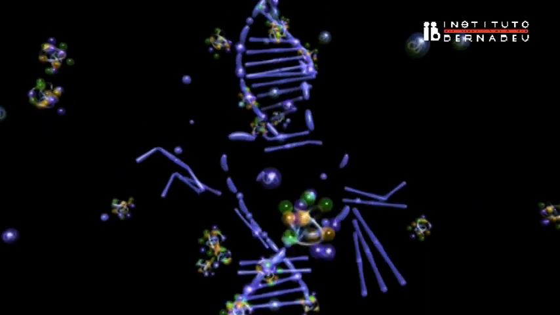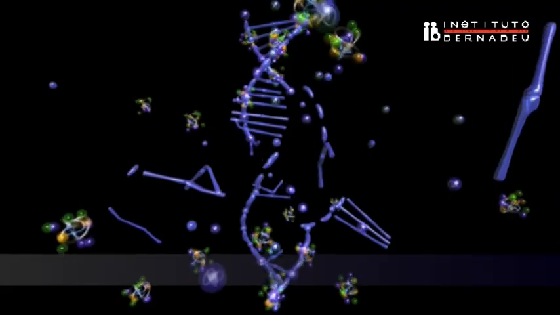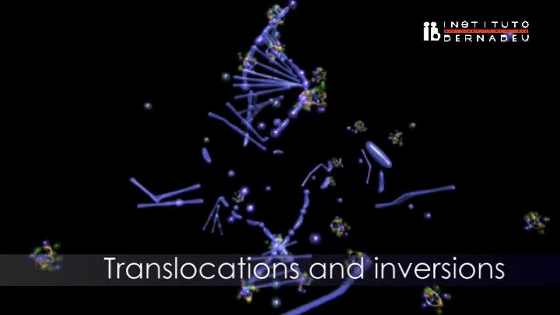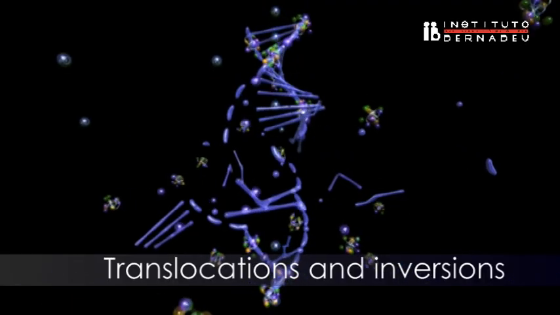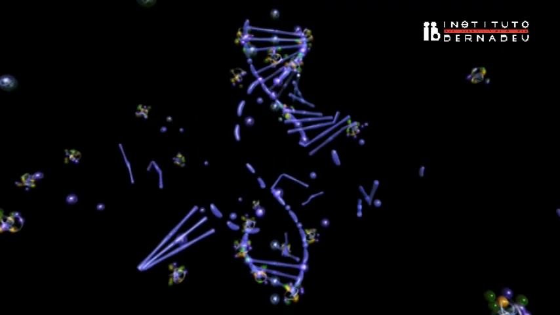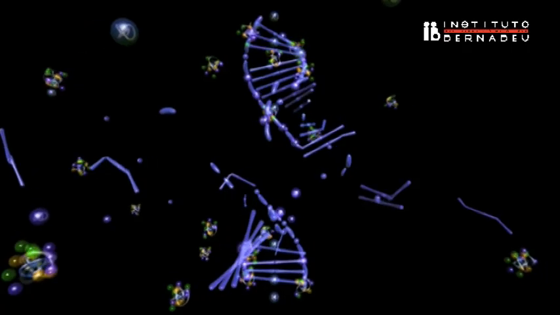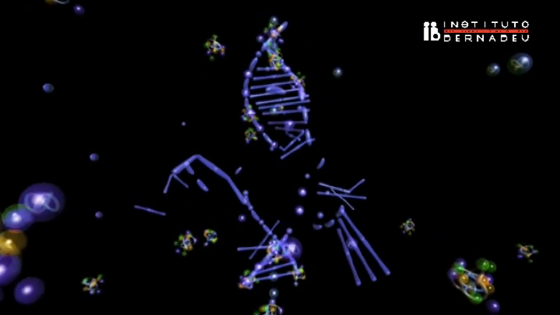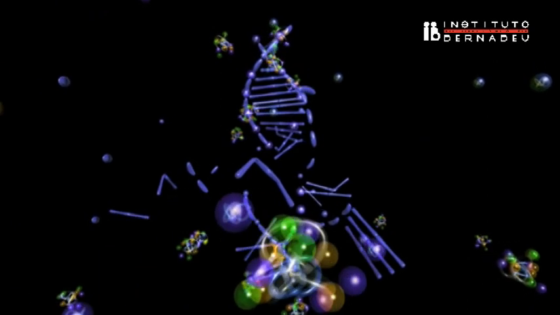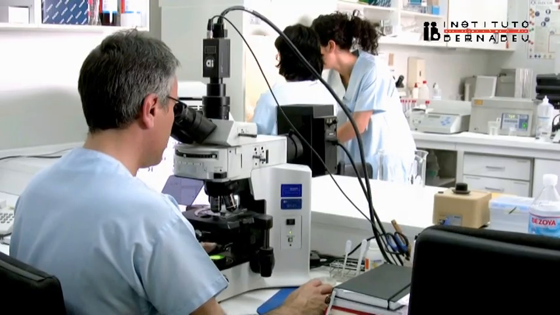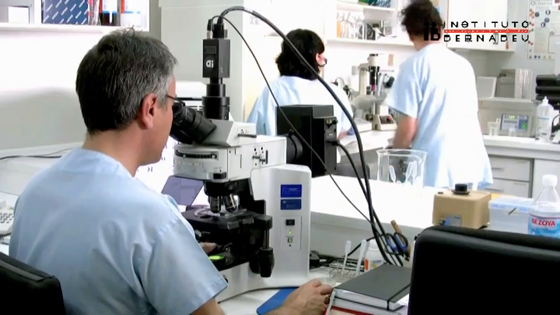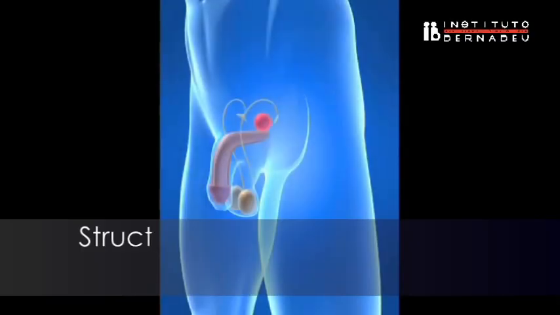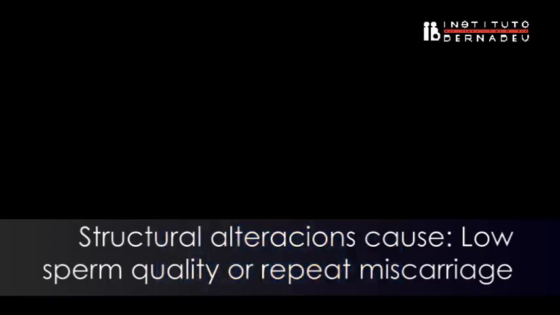Other structural abnormalities are translocations and inversions. In the first case, there is an exchange of material between 2 chromosomes. And in the second, a chromosomal region is inverted with respect to its normal position. Structural alterations may have different clinical consequences, such as low semen quality in men or repeat miscarriage in women.